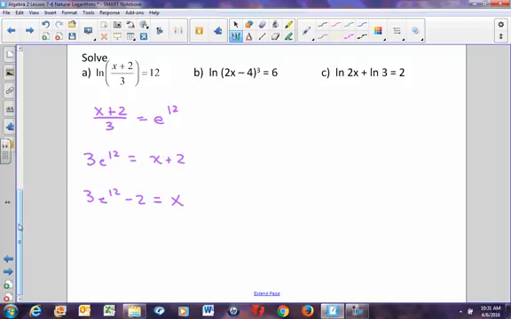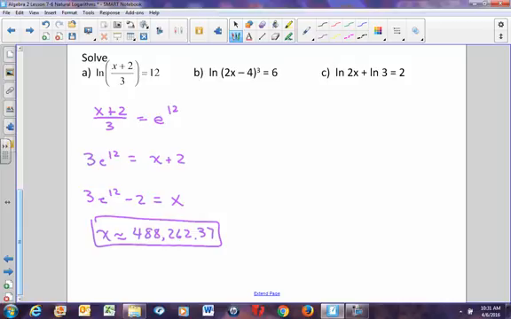And if I put that in my calculator, 3 times e to the 12th minus 2 is going to be x equals approximately 488,262.37. By the way, your e key is above your natural log key, like on your 84. You know where it is on the Inspire. A very large number because e to the 12th will be very large.